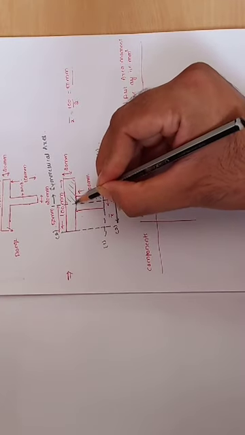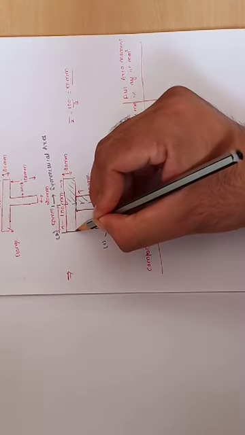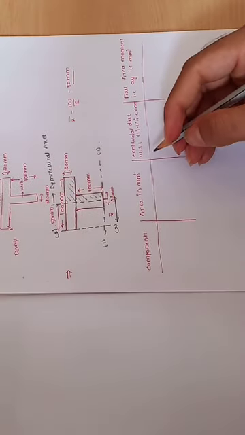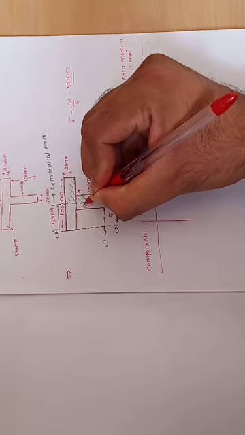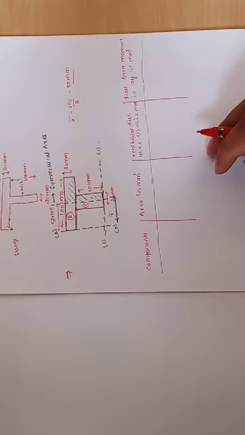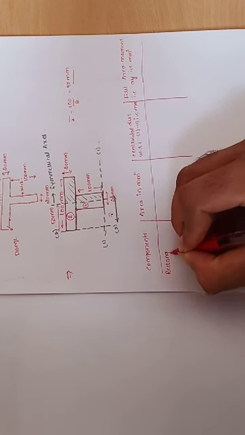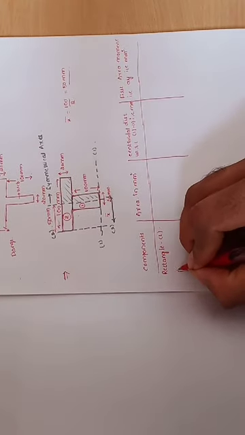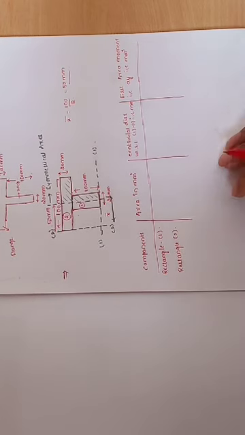So this is one rectangular component, and this one will be one more rectangular component. So I can say this is your first component, rectangle number 1, and similarly I have one more rectangle, so that will be rectangle number 2.